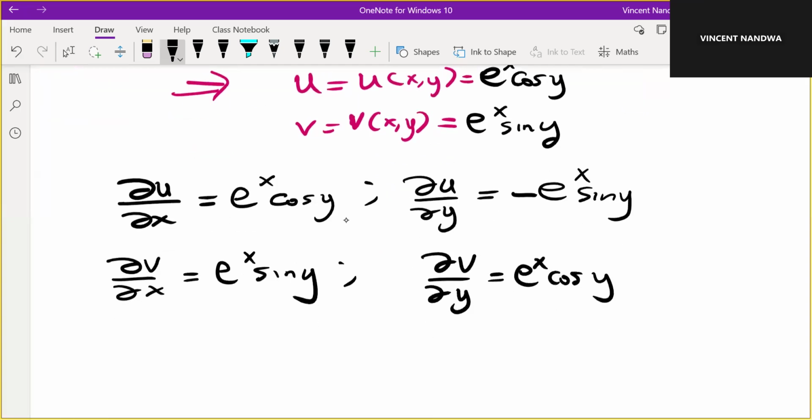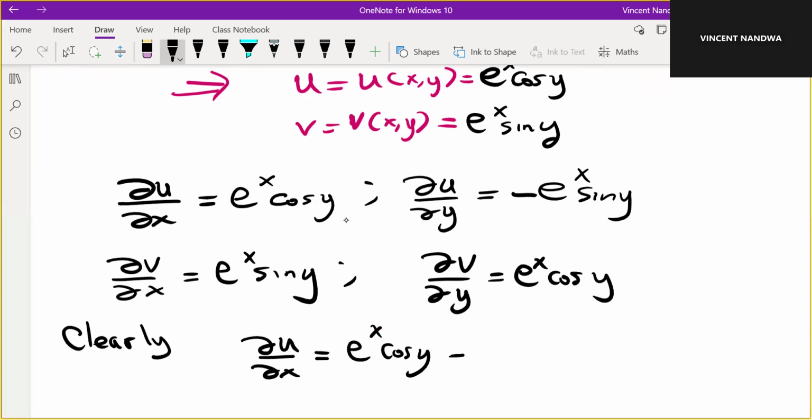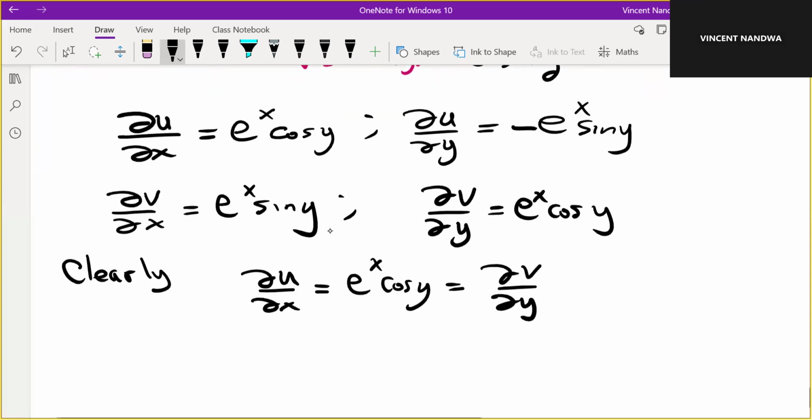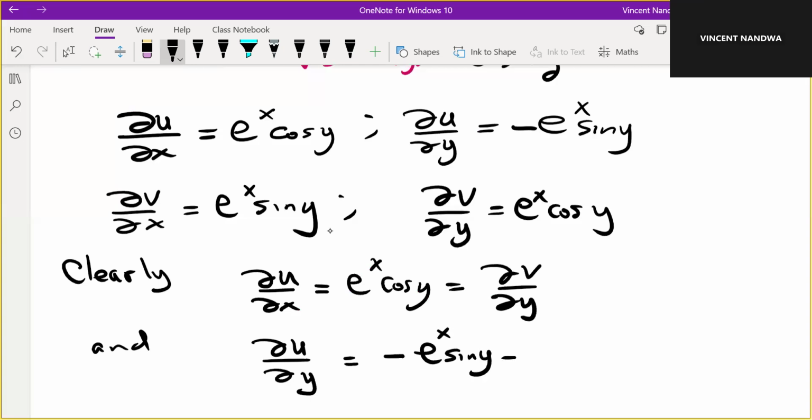Now, clearly, partial u, partial x is the same as e raised power x cos y, which is the same as partial v, partial y. And partial u, partial y is the same as negative e raised power x sin y, which is the same as negative of partial v, partial x.